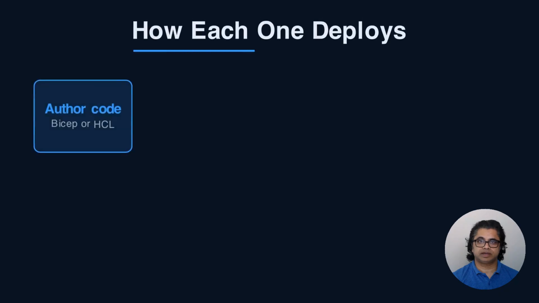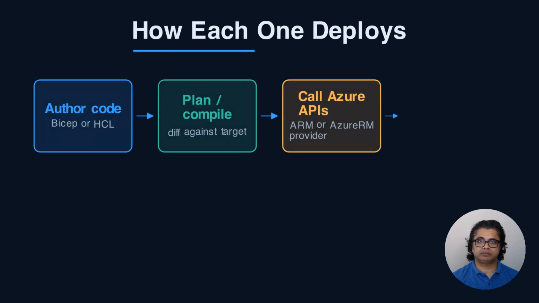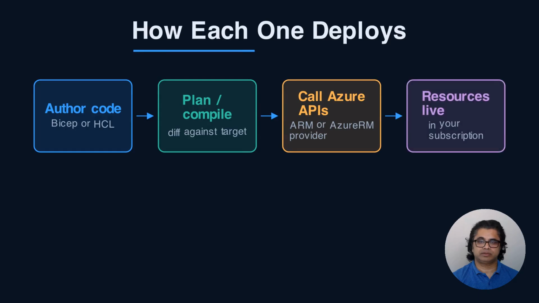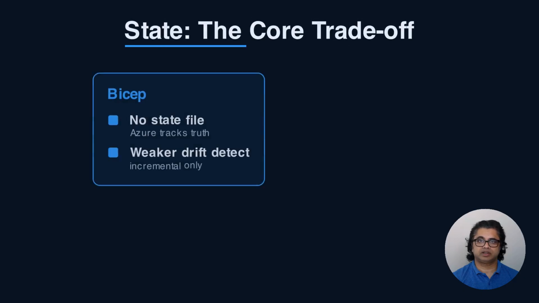Start with the engine. Bicep is a thin abstraction over Azure Resource Manager, ARM. You write Bicep, the compiler transpiles it to an ARM template in JSON, and Resource Manager itself decides what to create, update, or delete. There's no separate state file. Terraform works differently. It talks to the Azure RM provider, which calls the same Azure APIs. But Terraform maintains its own state file that records what it believes exists. That state file is the source of truth for the plan, and it's the single biggest operational difference between the two.